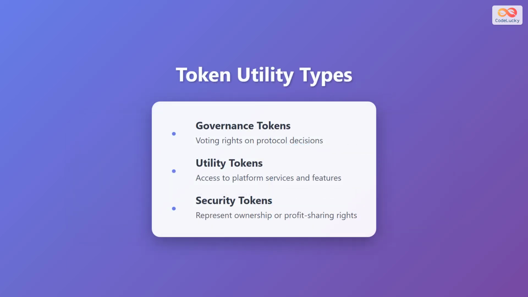Tokens serve different purposes based on their utility type. Governance tokens grant holders voting rights on important protocol decisions, allowing them to shape the project's future. Utility tokens provide access to platform services and features, functioning as the currency within a specific ecosystem. Security tokens represent ownership stakes or profit-sharing rights, similar to traditional securities, but on the blockchain.